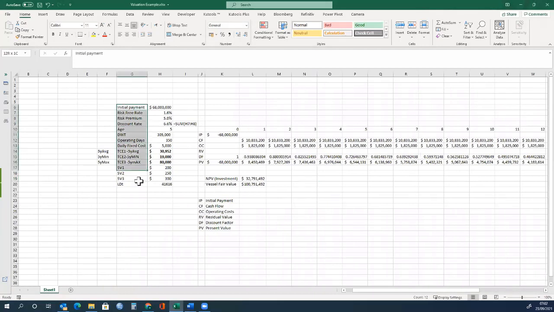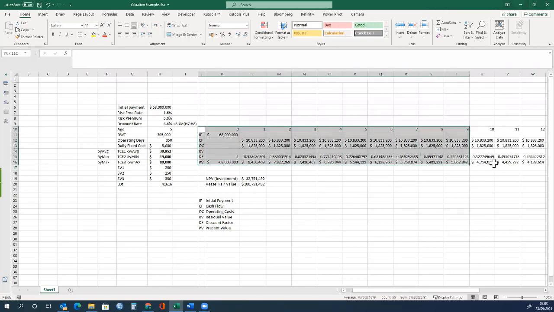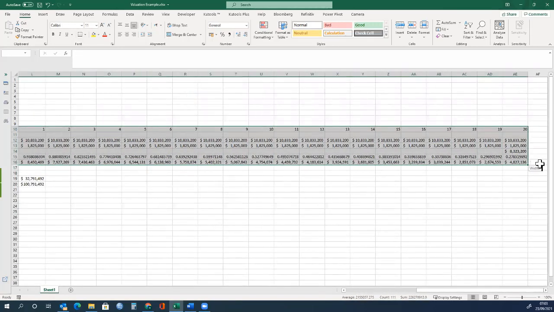We have all the information here: initial value, risk-free rate, risk premium. Discounting is what will be useful, and this is how it is calculated. And all the other information from the tutorial exercise question has been put here on the spreadsheet. And here is our cash flow over a period of 20 years.